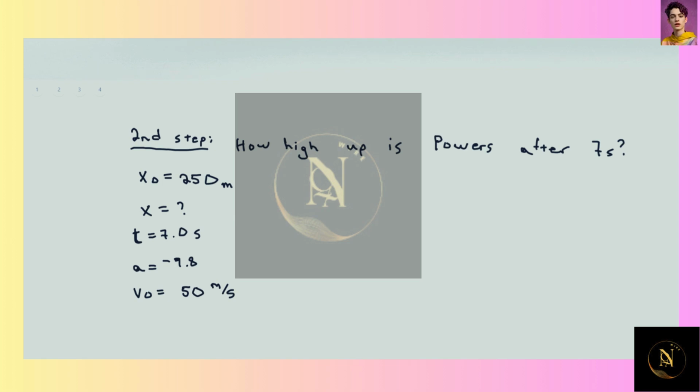To solve for x, I'm going to use x minus x naught is equal to v naught times t plus 1/2 times acceleration times the time squared. After plugging in all my values and simplifying, I get an x value of 359.9 meters. If you plot the action here, the helicopter initially moves up, and then after 10 seconds, Powers jumps out and continues to move up. And then after 7 more seconds, he's roughly here, where he activates his parachute.